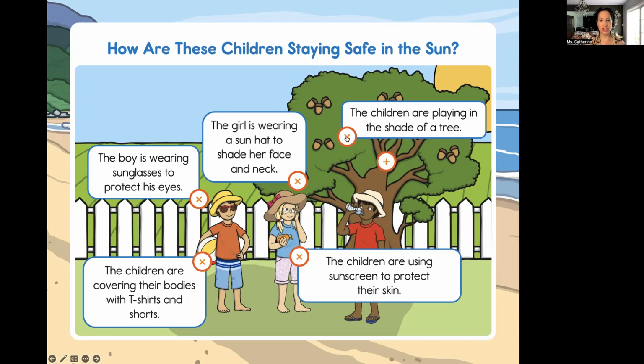So again, what does shade mean? That's right, it protects you from the sun. So the tree protects us from the sun. So we can say the shade of a tree or the tree shades us from the sun.